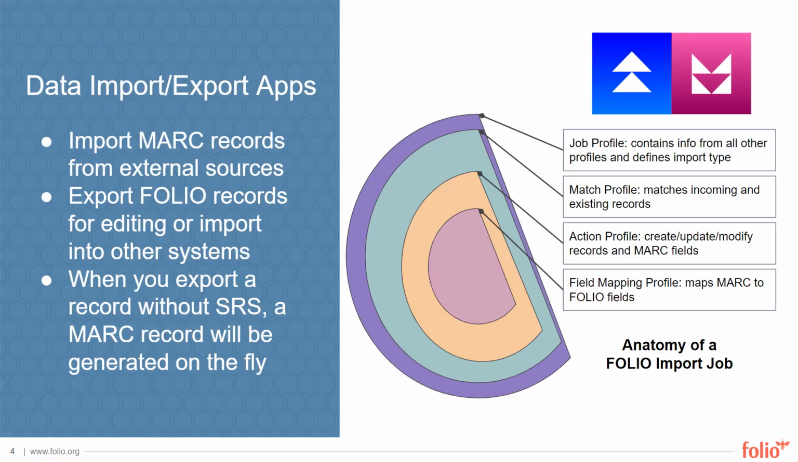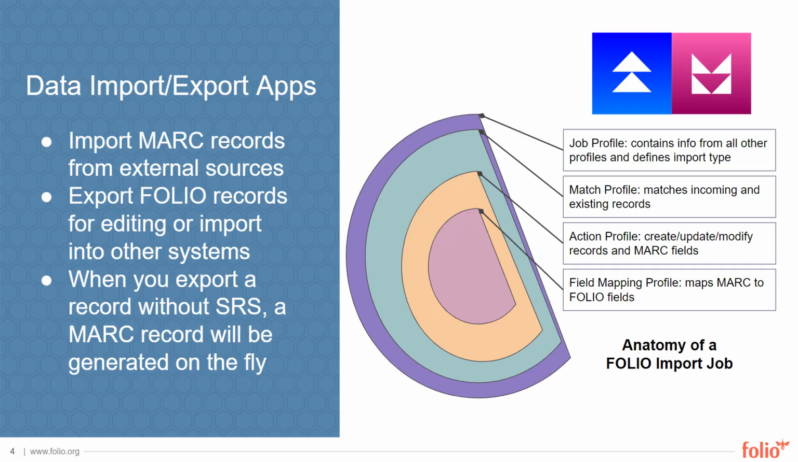The Data Import and Export apps are complementary to the Inventory app and allow you to manage your record import and export jobs. Currently, records are exported in a MARC21 format. If a record doesn't have a source, a MARC record will be generated on the fly using a MARC mapping profile. For import jobs, you can use the default job profiles that come with FOLIO or create your own. A job profile is like a recipe that tells FOLIO exactly what to do with the records you import.